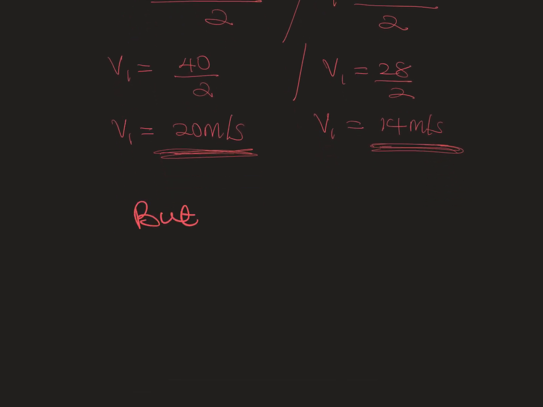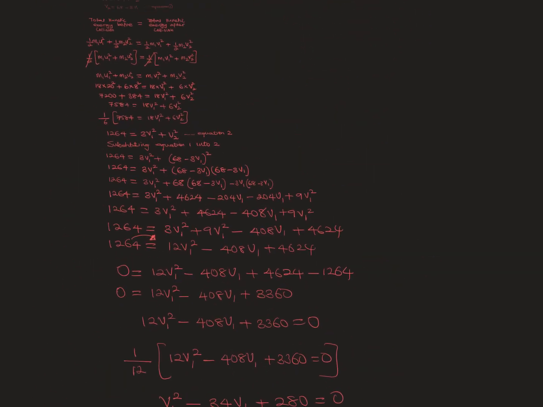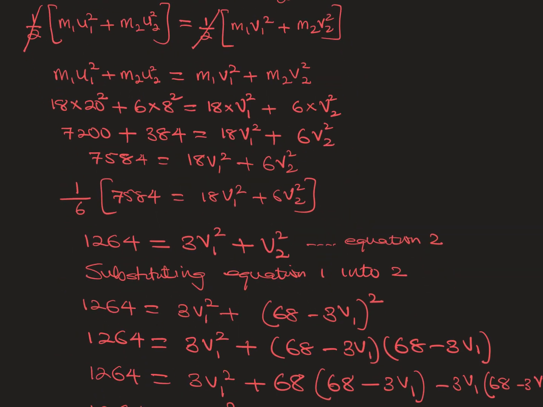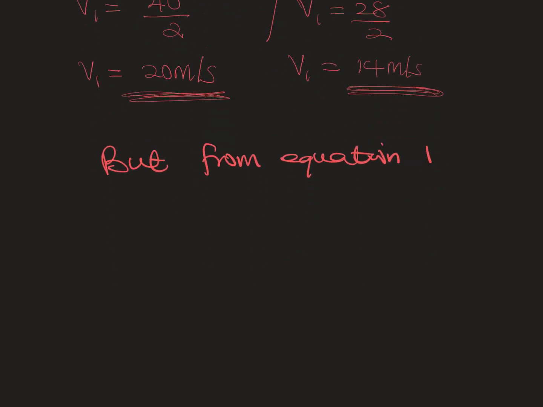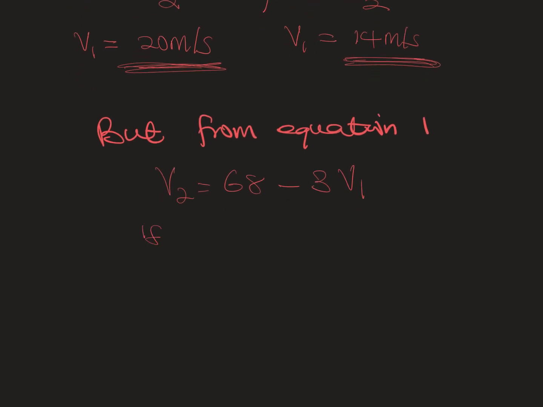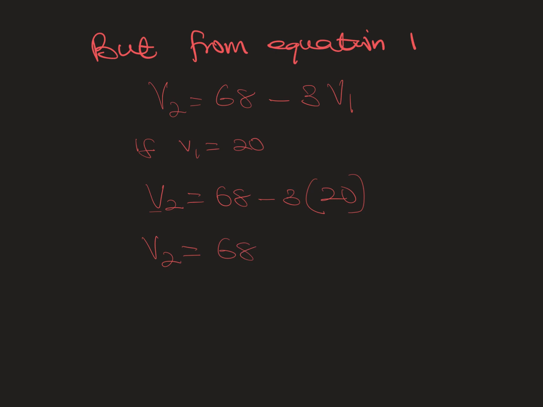But from equation 1, what do we say? Equation 1 is V2 is equal to 68 minus 3 V1. So if V1 is equal to 20, then V2 will be 68 minus 3 into 20 when you substitute the value. So V2 is equal to 68 minus 3 times 20 is 60. So V2 will be 8 meters per second if V1 is 20 meters per second.